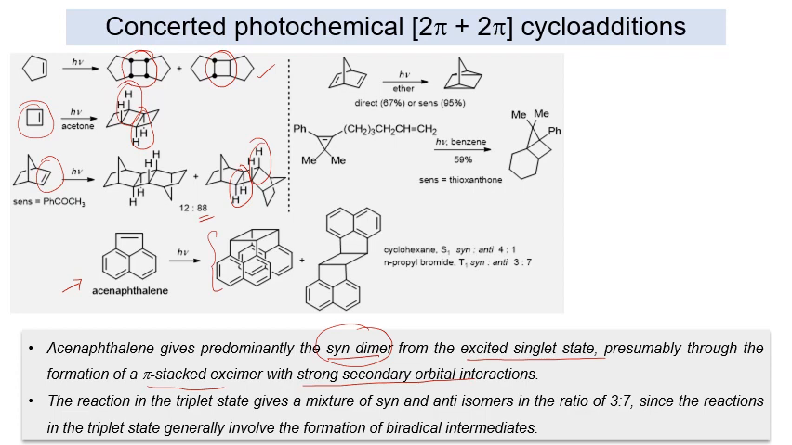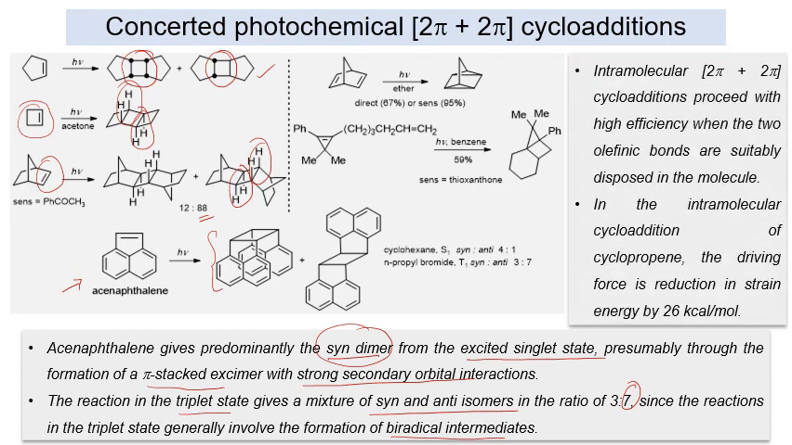Whereas in the triplet state, you will have a mixture of syn and anti, where the anti is now dominating. Why? Because the reactions in the triplet state usually involve the formation of biradical intermediates.